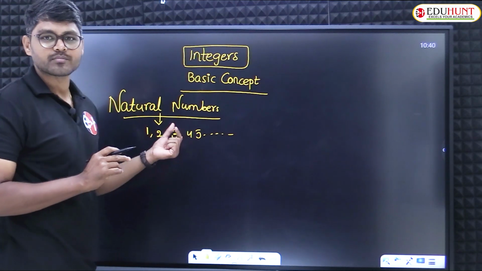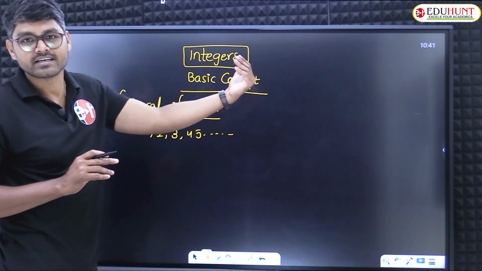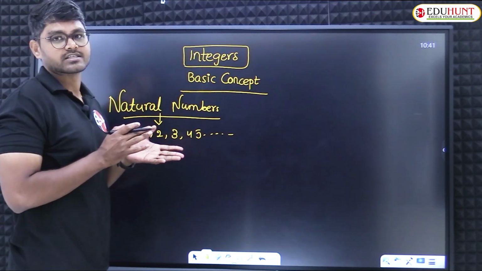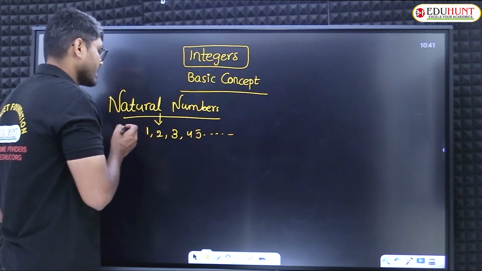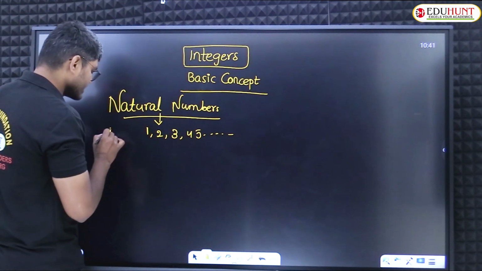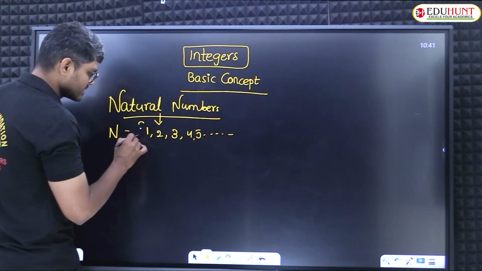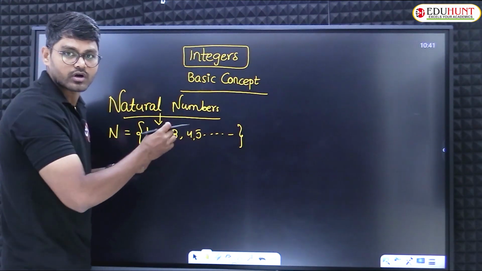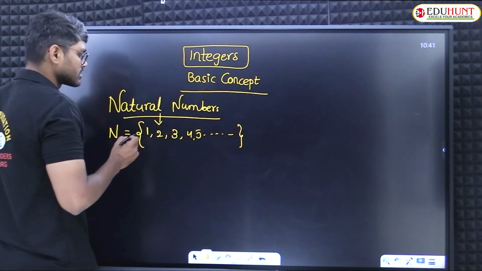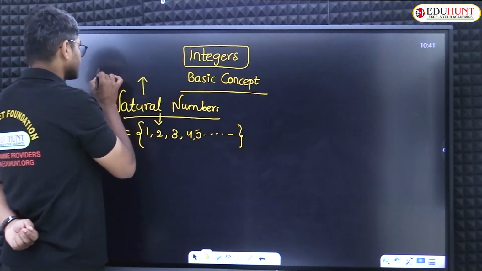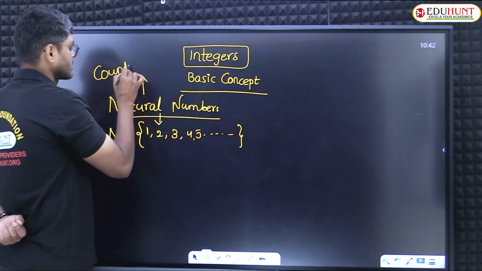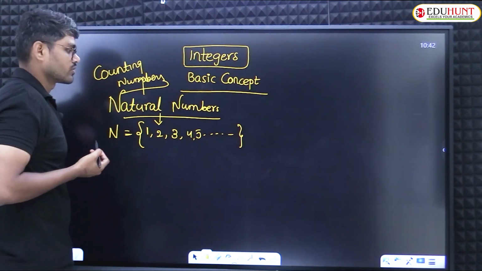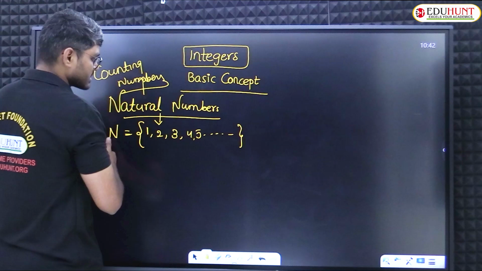So, how many natural numbers are there? Till infinite, there are so many natural numbers. That means undefined natural numbers are there. Natural numbers are denoted by N. N is equal to the set of 1, 2, 3, 4, 5 and so on till infinite. These are also called counting numbers.